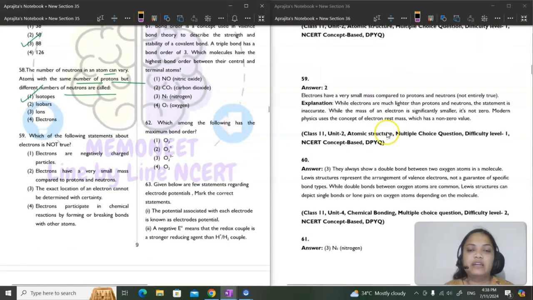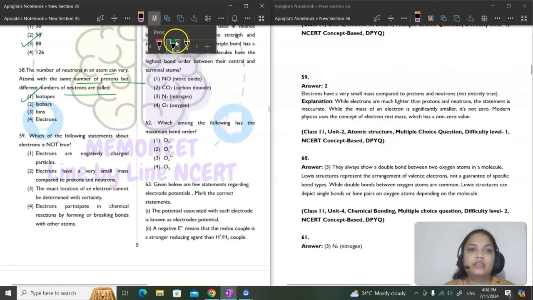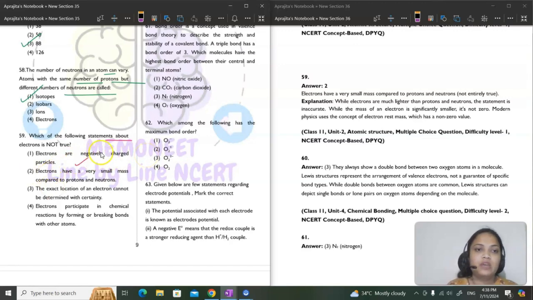Next is question number 59. It says, which of the following statements about electrons is not true? Electrons are negatively charged particles. This is true. They have very small mass as compared to protons and neutrons. This is actually true. The exact location of an electron cannot be determined with certainty. Fine. Electrons participate in chemical reactions by forming or breaking bonds. This is also true. So electrons are the ones that take part in chemical reactions.